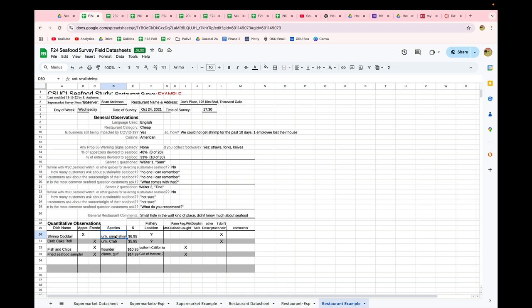Now we're not hounding people, we're not telling them they have to tell us, but we're just asking them what the fish is and where it comes from, okay? So in this case, it's an unknown small shrimp. It was sold for $6.95. They didn't know where it came from. They didn't know how it was harvested, so I filled that out. The next one was an entree of some unknown crab. They didn't know the species, they just knew it was crab. It was $5.95, and they didn't know where it was from or how it was harvested. The next one was a fish and chips, which was some type of unknown flounder that they collected locally in Southern California, and it was regular wild caught. So we'll just go through and fill that out.